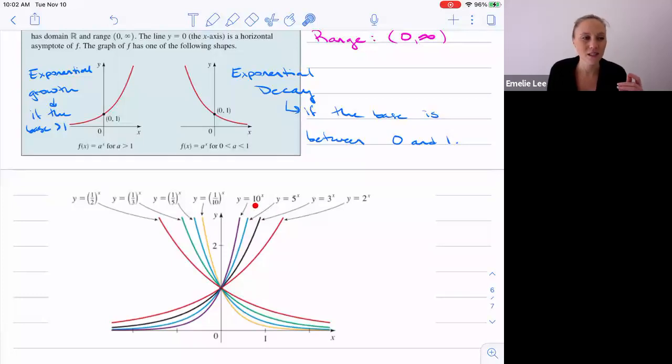Looking at a large base, a large whole number base, 10 to the power of x, for example, is nice and sharp. So the larger the whole value base is, the sharper it is. Whereas if you have y equals 2 to the power of x, then we get this shallow exponential growth. So here we've got whole values for the base, which means we have growth. If we have a fraction for the base, it means we have decay. And so those are good to keep in mind.